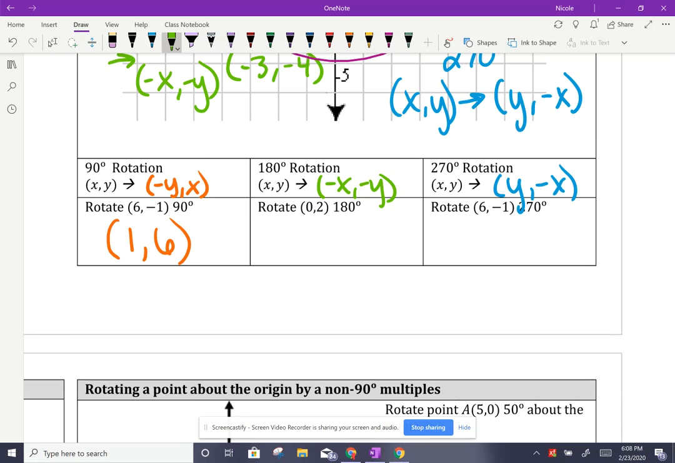Now if we're rotating the point (0, 2) 180 degrees, we just make them both change signs. Since 0 is neither positive nor negative, it doesn't change signs. It doesn't really move, but the y does. And then if we are rotating 270 degrees, the point (6, -1), you bring that y to the front and the x to the back and change the sign. So you have (-1, -6).